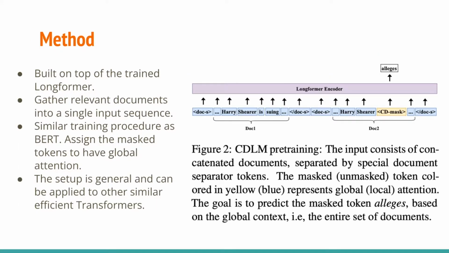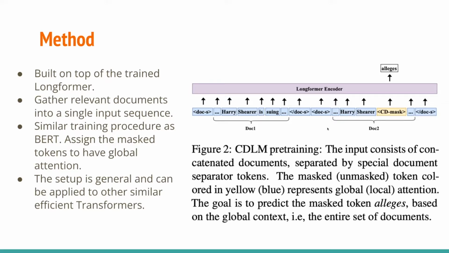For the method of CDLM, it's actually very simple. CDLM is built on top of the pre-trained Longformer model. And the idea is to gather all of the relevant documents into a single input sequence, so the input sequence is super long, as illustrated in figure 2. Basically the relevant documents are just concatenated into one single sequence, separated by the special <doc-s> and </doc-s> tokens.